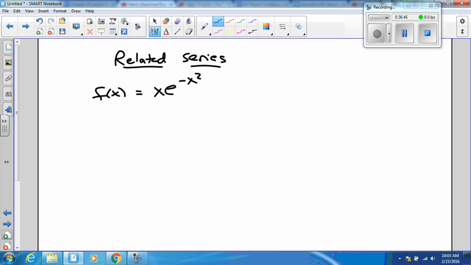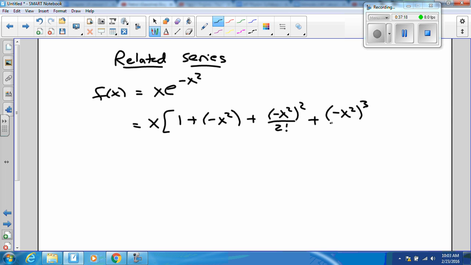So, related series. Suppose I have a function such as f of x equals e to the negative x squared, and I wish to know the Taylor series for this. Well, I could, if I wanted to, try to take derivatives and start looking for a pattern. No. I want to leverage the series that I already have and write this as the series for e to the x evaluated at negative x squared.